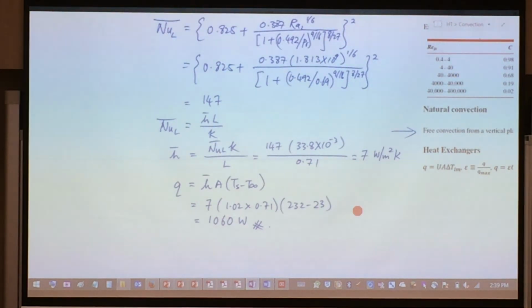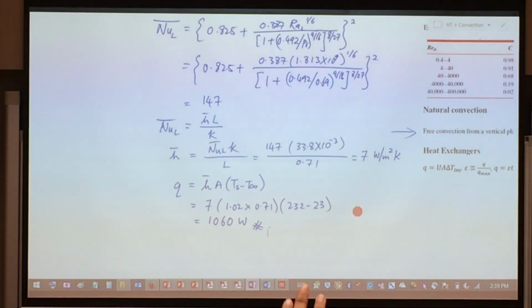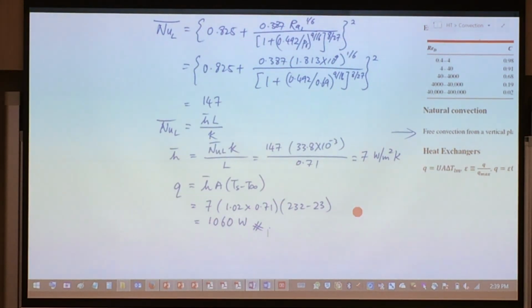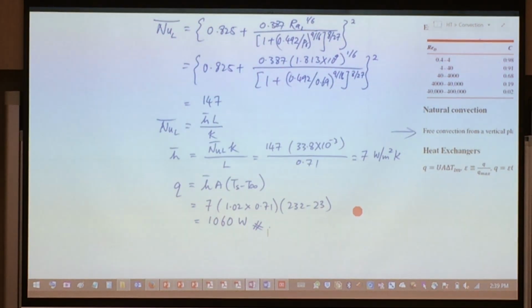That sort of wraps up your topic about convection, and today we're going to move on to heat exchanger. Now, heat exchanger is a very important concept. In fact, next week when we start our lab experiments, you'll be dealing with heat exchanger.